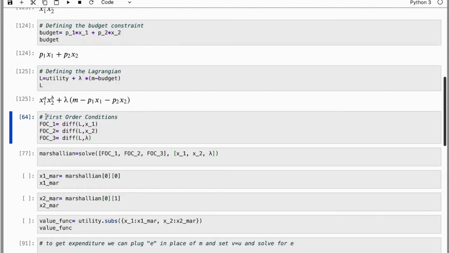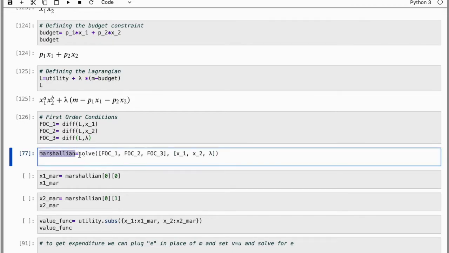And then we just get the first order conditions. So we differentiate with respect to x1, x2, and lambda, and this will give us three first order conditions. And then when we solve these three first order conditions for x1, x2, and lambda, we will get the Marshallian demands. So here I'm just giving the variable name marshallian to the solution of this system of equations.